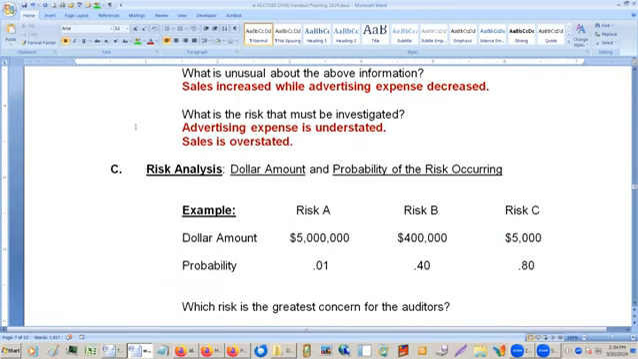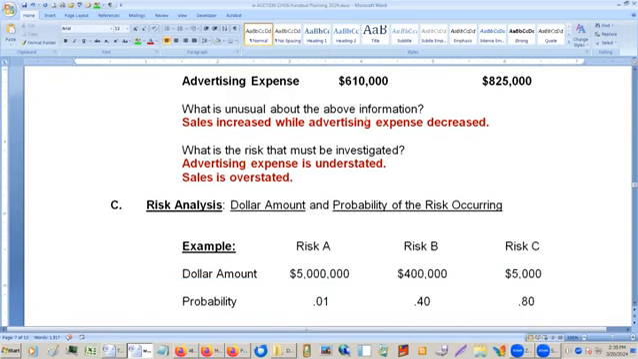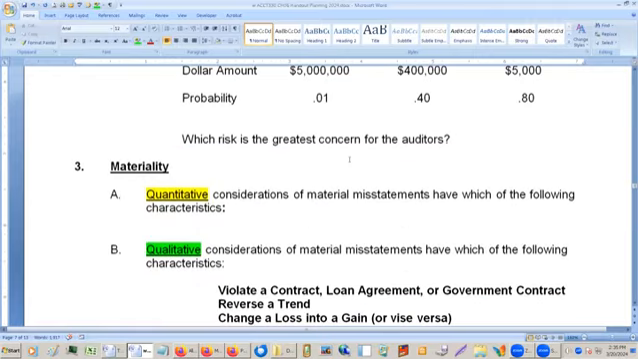Now, again, it could just be that these things happen sometimes. They find a better way to do something, or sales increase for something completely unrelated to advertising. COVID hits or something. It could be all kinds of things, but these are the risks you're going to want to investigate. Are the advertising expenses too low, or are the sales too high? That would make for this unusual relationship to occur. Okay.